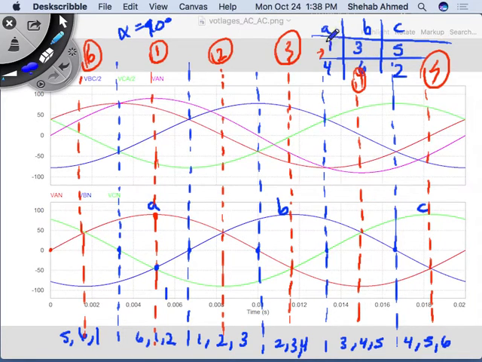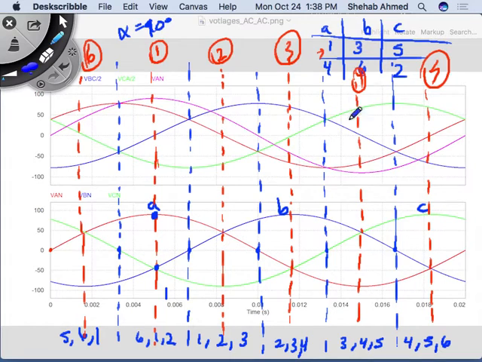But now 1 is on. I provided a gate signal for thyristor 1, and the voltage on phase A is the highest. So this will easily conduct, right? And then the current would like to go back to the source, right? It has either phase B to go back or phase C to go back, right?